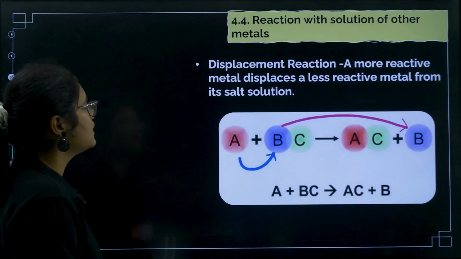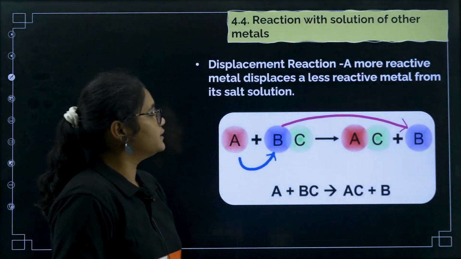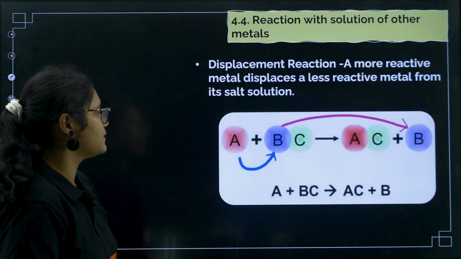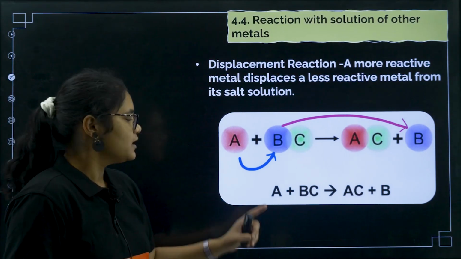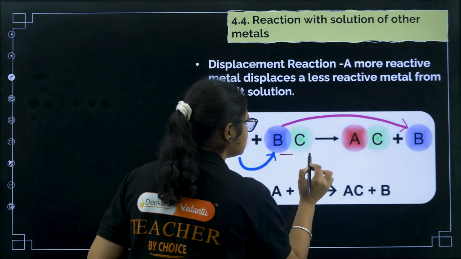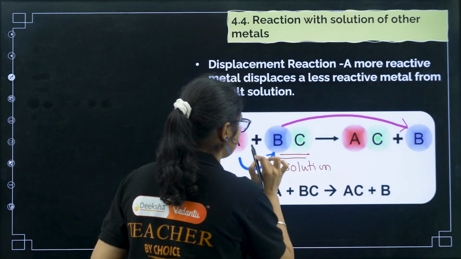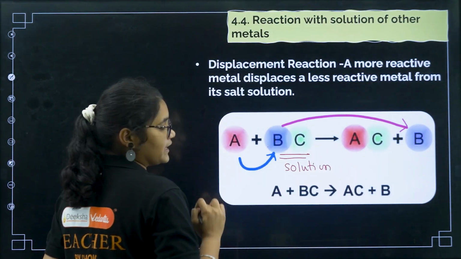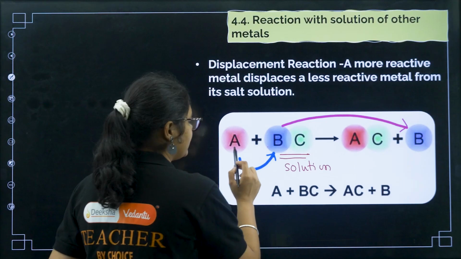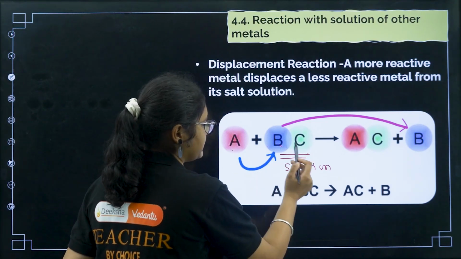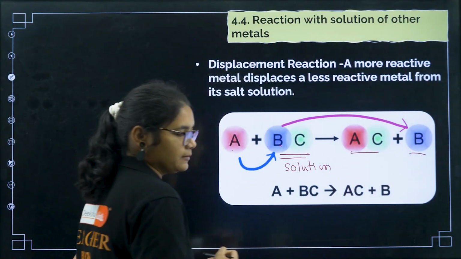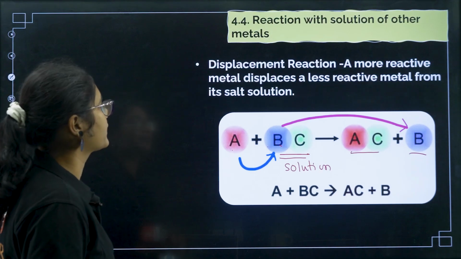Okay. Next we will see reaction with a solution of other metal. So here we know that displacement reaction. See, this is a salt, this is a solution of a metal B and there is a metal A. If A is more reactive than B, then A can displace B, okay, and we will get AC plus B. Clear? Okay.